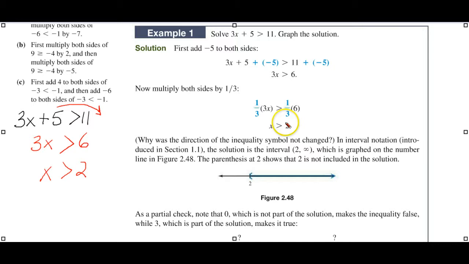And they do have the work there. And we did this graph already. Note that you would use a parenthesis at 2, indicating that 2 is not a member of the set. In interval notation, parenthesis, starting at 2, or just beyond 2, 2 is not included, going to positive infinity.